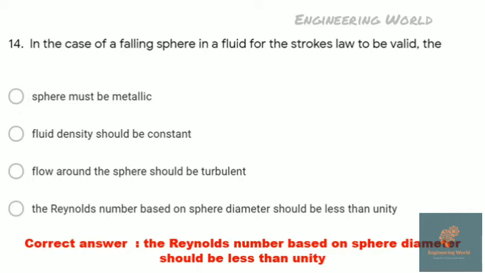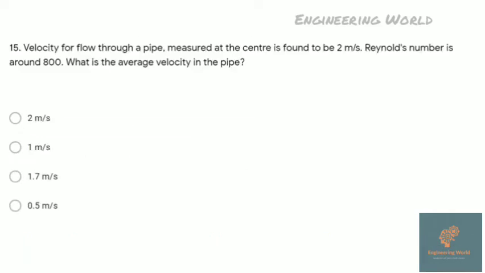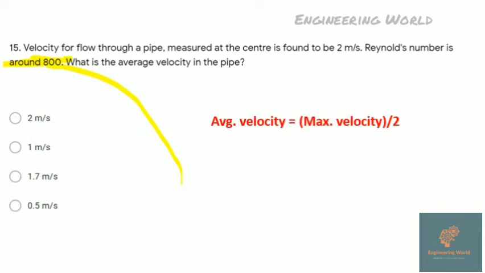The velocity for a flow through a pipe measured at the center is found to be 2 meters per second. Reynolds number is around 800. What is the average velocity in the pipe? Actually, center velocity is maximum velocity. Reynolds number is less than 2000, that is 800. So it is a laminar flow, and for laminar flow, average velocity is half of the maximum velocity. So the correct answer is 2 divided by 2, that is 1 meter per second.